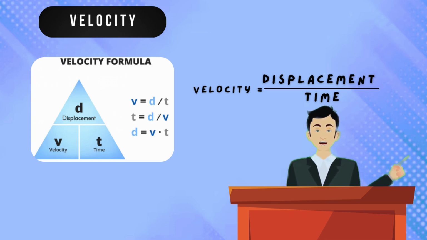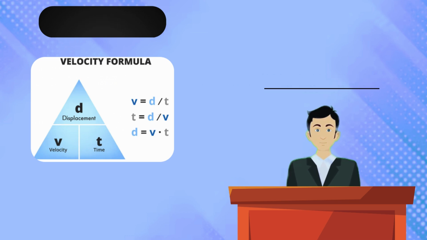Now by dividing this displacement by the total time taken, we find the rate at which the position changes per unit of time, giving us a true measure of how quickly and in what direction something moves overall, no matter how twisty or back and forth its actual path was.